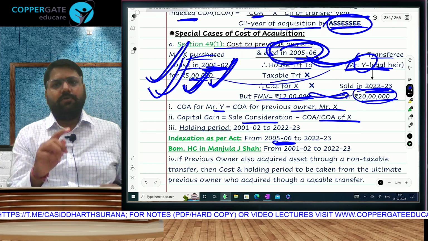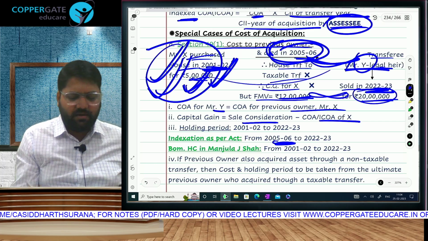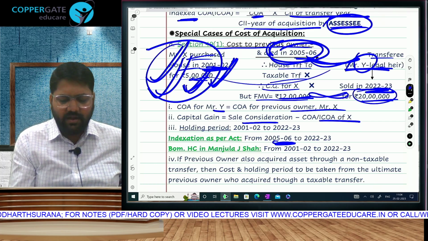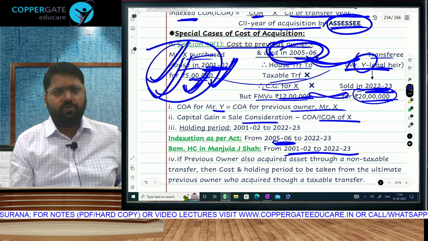But Bombay High Court said that this is not fair when you're taking everything here. Then in the case of Manjula Jesha, Bombay High Court said that indexation will also be given from 1/2 to 22-23.